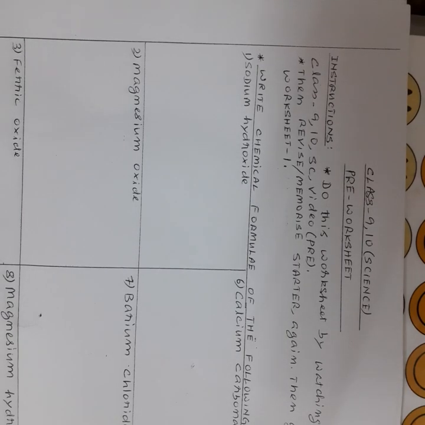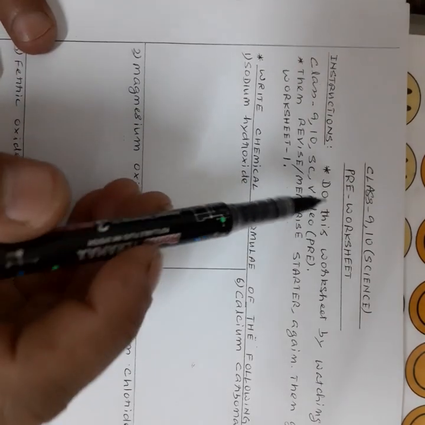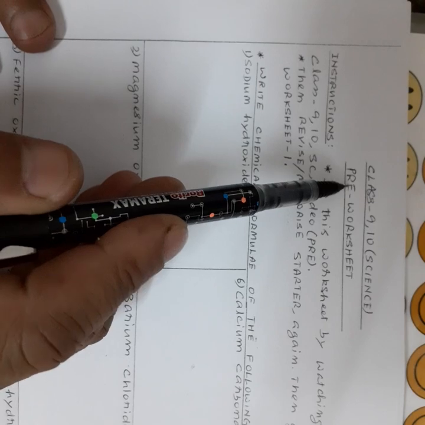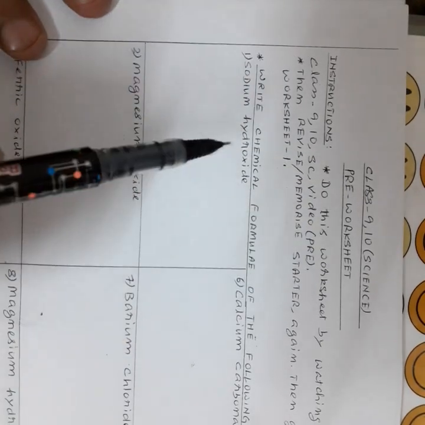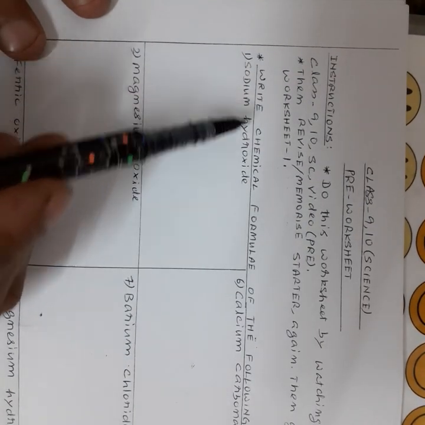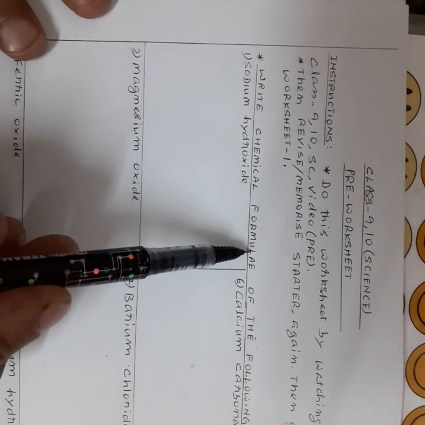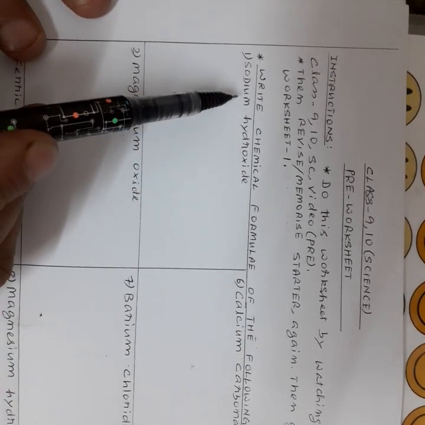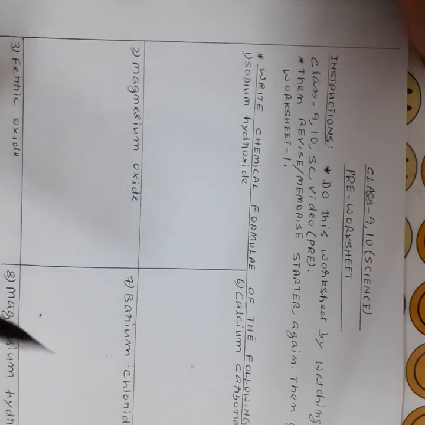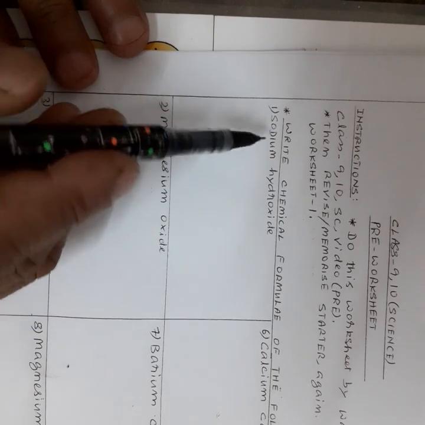Okay, so next here we're going to do the worksheet of the starter, the pre-worksheet. In this we're going to learn the steps in writing chemical formula of compounds. For that, let us take the examples given here. The first one, sodium hydroxide.